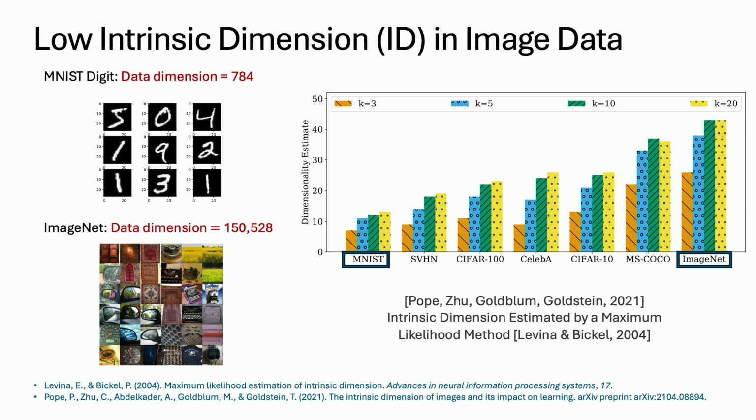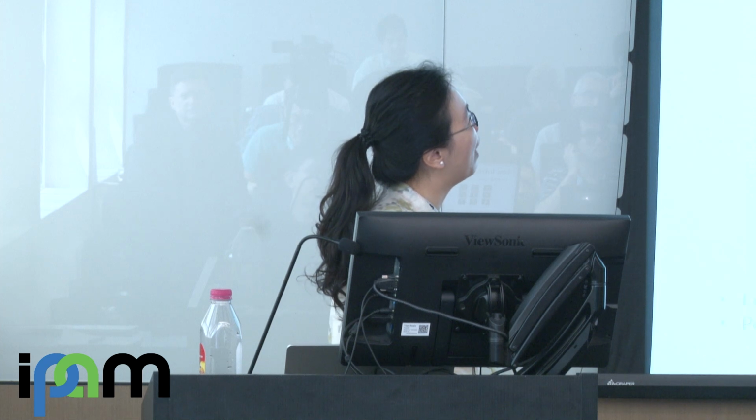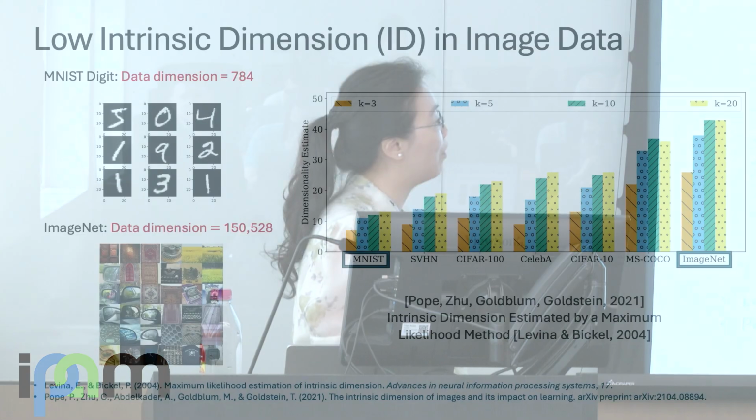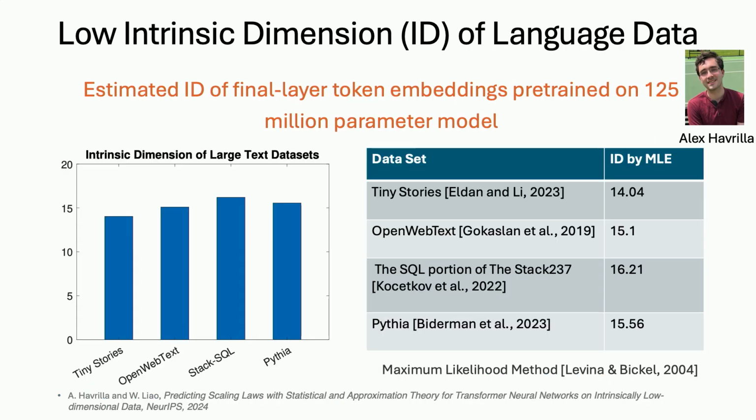Okay, and then he estimated the intrinsic dimension, and showed that MNIST has intrinsic dimension about 10. You can think of the intrinsic dimension as the dimension of the local tangent plane on the manifold. And ImageNet has intrinsic dimension about 45 for such a big data set. He used the MLE method developed by statisticians. Okay? And using the same method, my student Alex estimated the intrinsic dimension on the token embedding of language data sets.